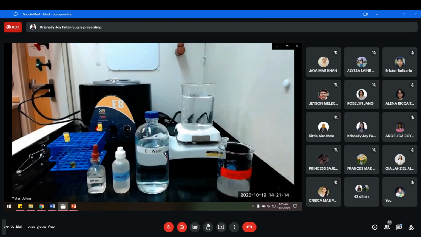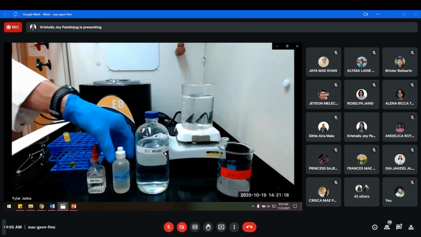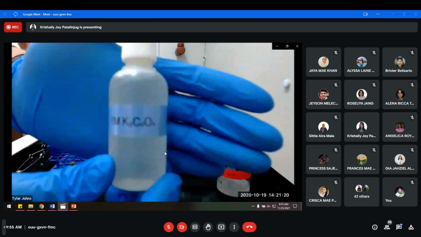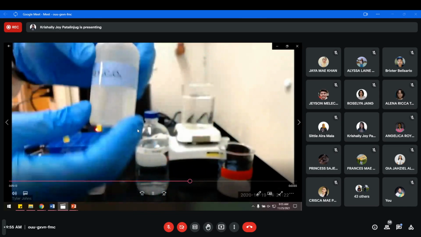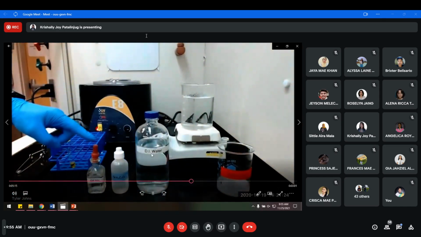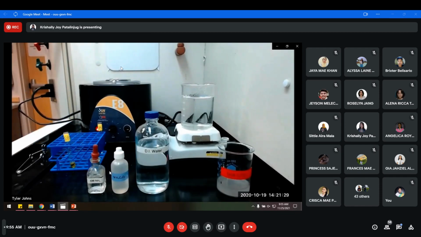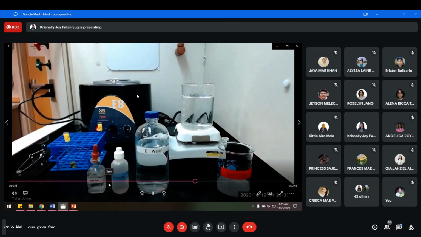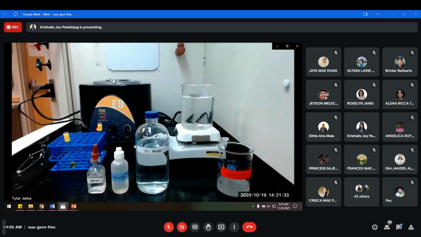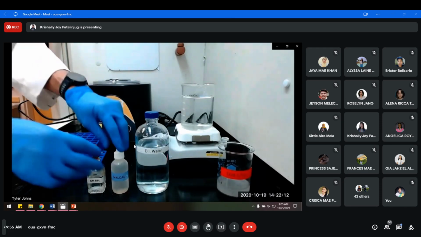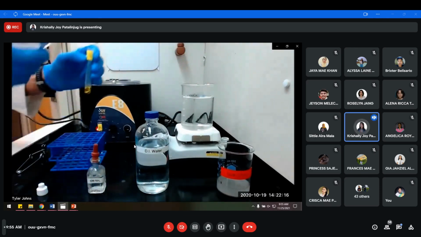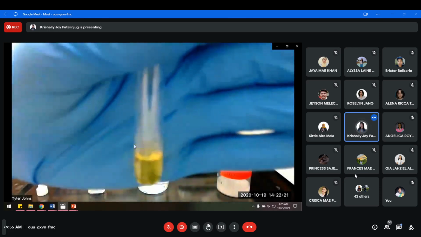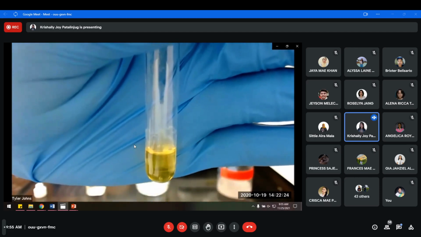We will now perform the test for calcium ion. To solution S15, we will add 10 drops of 1 molar potassium oxalate. We will then add 6 molar ammonia dropwise until the solution is basic. The formation of a white precipitate of calcium oxalate indicates the presence of calcium ion. This portion is already confirmatory testing for calcium ion.